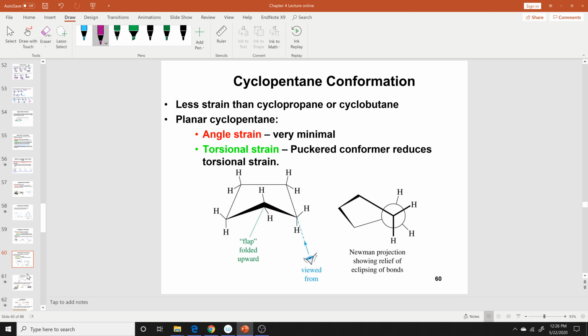Same thing for the cyclopentane. It has both angular and torsional strain, and I can relieve the torsional strain a little bit by taking 1 carbon and pointing it out of the plane.